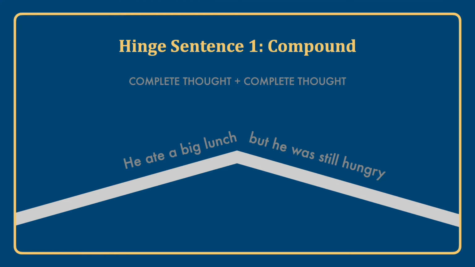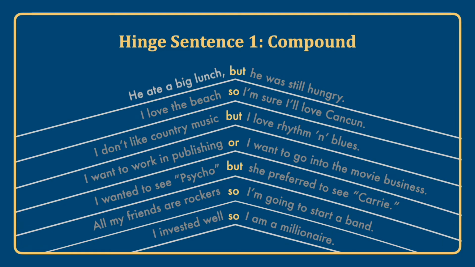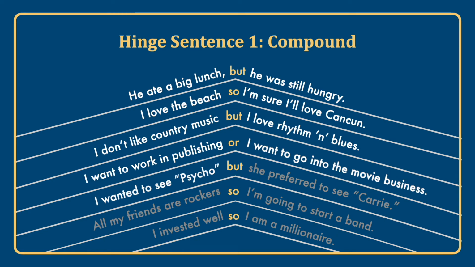The first kind of a hinge sentence is a compound sentence. The compound sentence connects two complete thoughts with a connector word. So, complete thought number one, he ate a big lunch. Complete thought number two, but he was still hungry. Put these two complete thoughts together with the connecting word, in this case, but, and you have a compound sentence. Notice that these sentences describe some relationship or even cause and effect. You can master compound sentences, or get your students to, by making sure to use the connecting words.